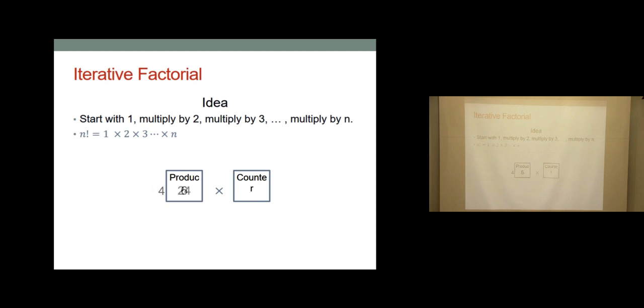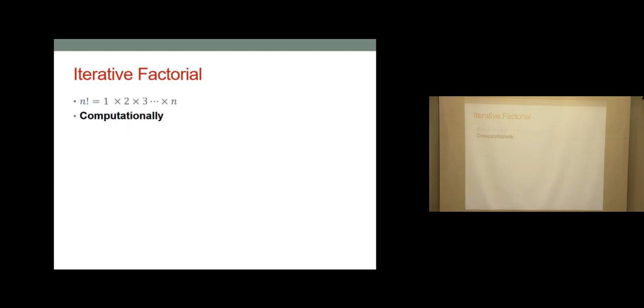And 6 multiply. So you can see this side of the table is the product so far. Okay? And you multiply 5 become 120 and multiply and so on. So computationally, you just multiply the number one by one and the loop goes like this.